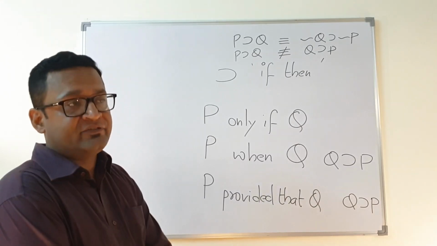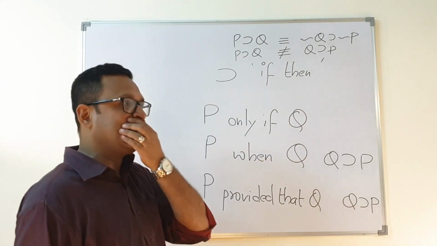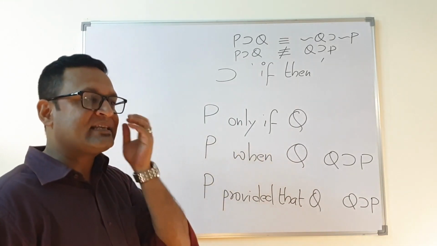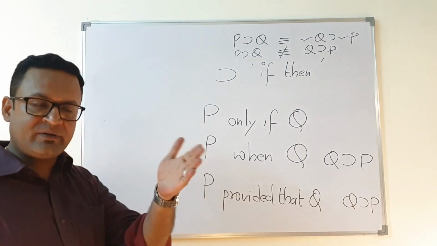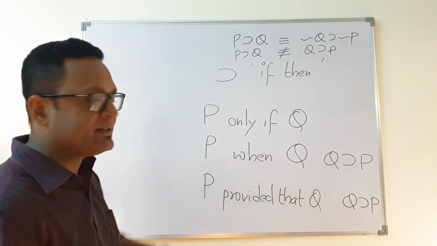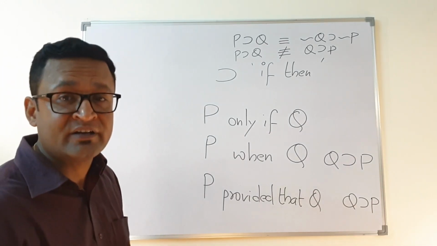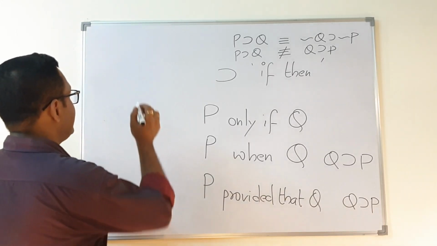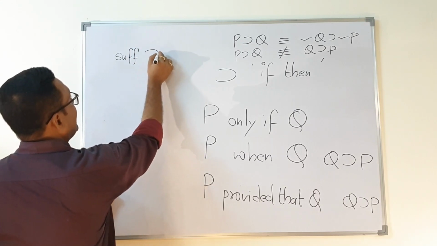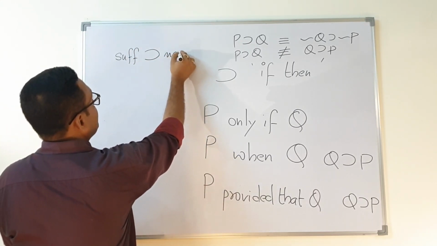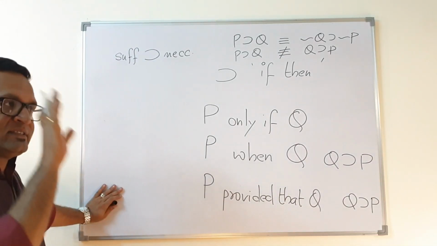P only if Q. If you see, this only if makes something a necessary condition. Now you remember from the last examples, when we took P is a necessary condition for Q, P is a sufficient condition for Q. So it is always sufficiency which implies necessity. This needs to be understood, right? So something which is the sufficient condition.